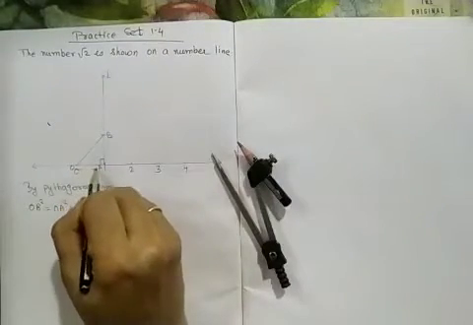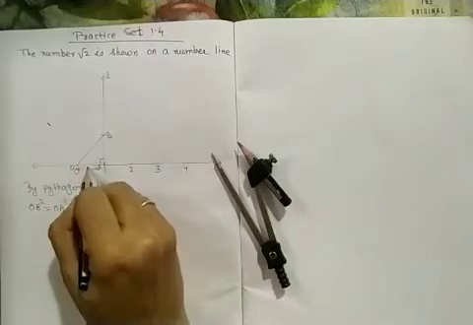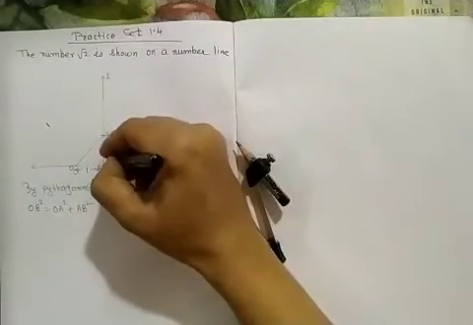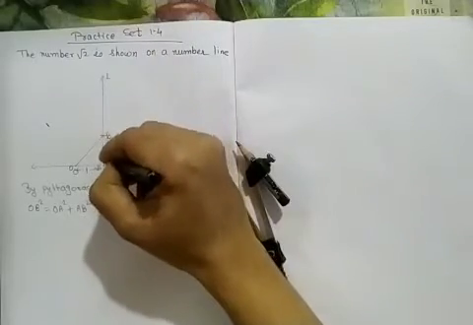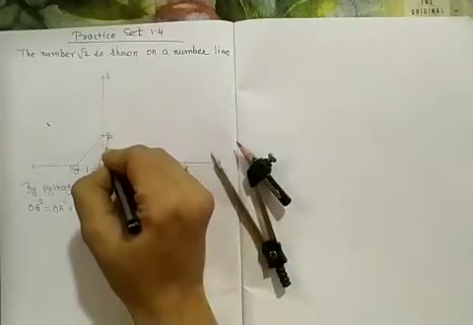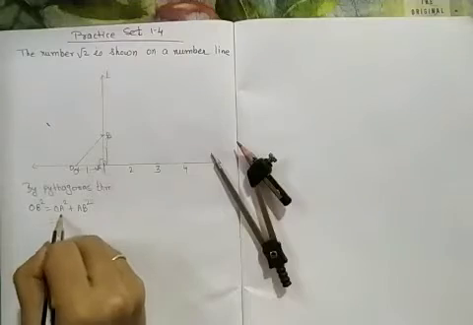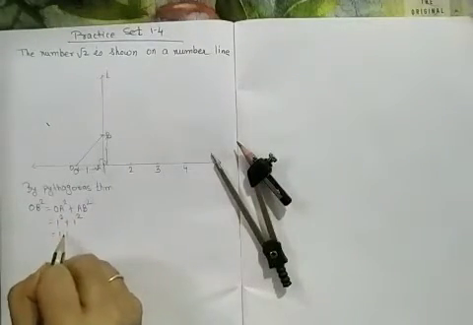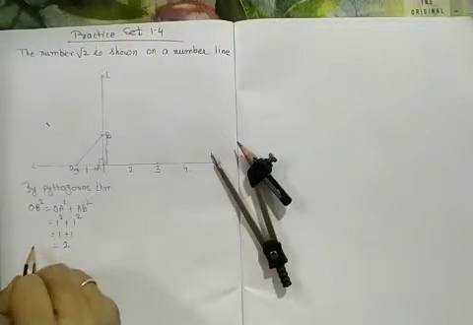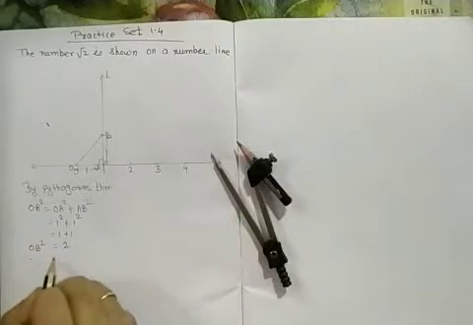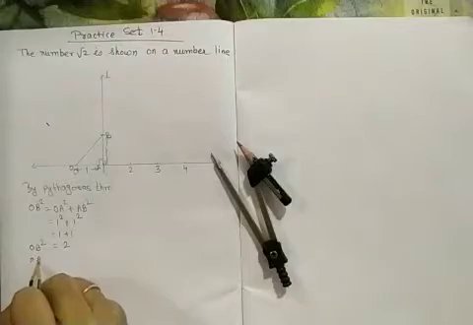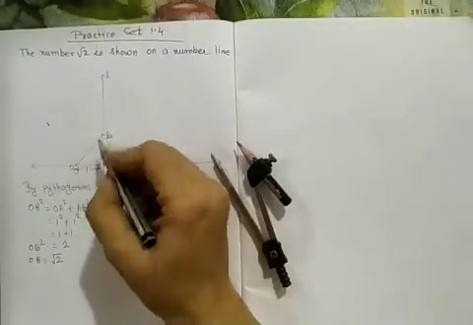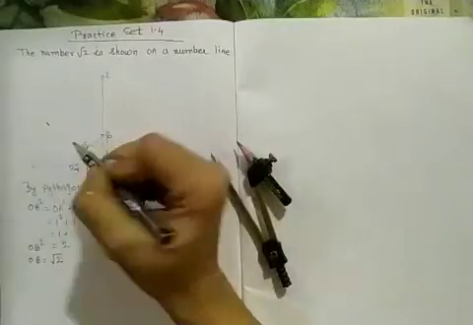Now this OA is 1 unit, and AB is the same distance, so here also it is 1 unit. Then we will put the values: OA is 1 square and AB is 1 square. 1 square is 1 and 1 square is 1, that is 2. Then OB square equals 2 and OB equals root 2. Means this OB, this hypotenuse, is root 2.